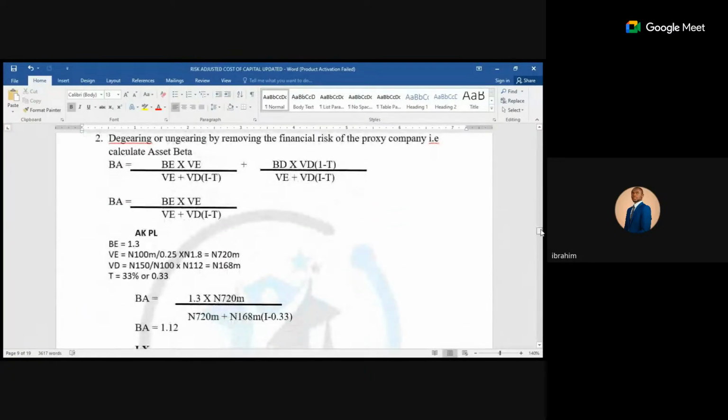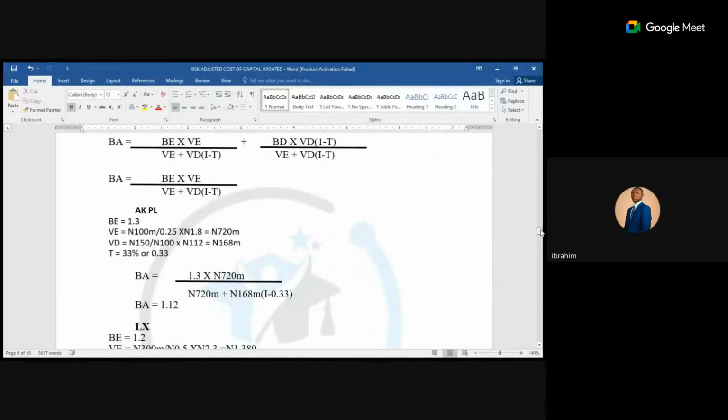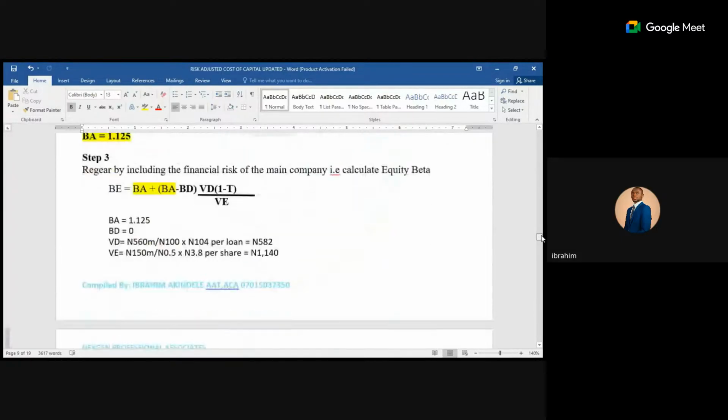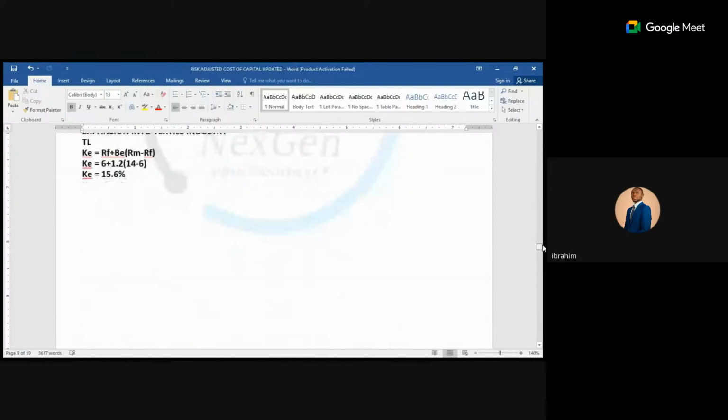Any day, anytime we are given two proxy companies, please get the asset beta of the two companies and get the average asset beta, then proceed to the next step.